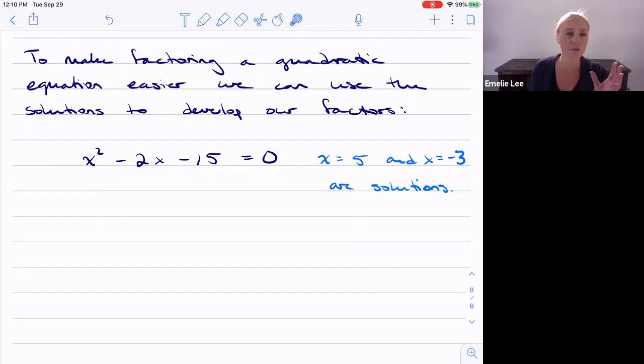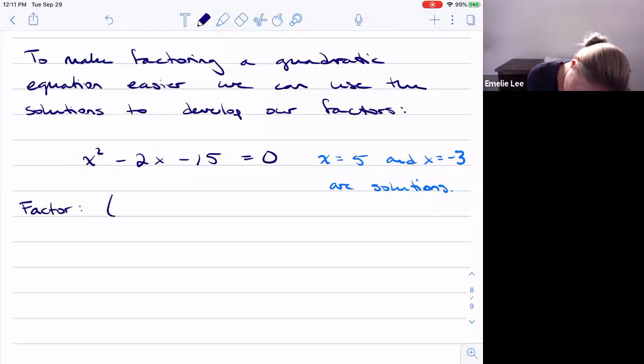If I'm thinking about a factor of this thing, x squared minus 2x minus 15, a factor is going to look like x plus or minus some number, times x plus or minus some number, should equal 0.